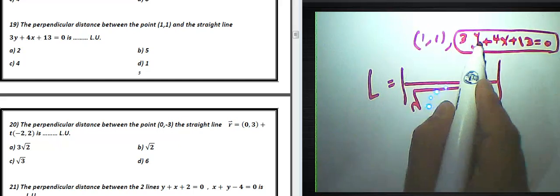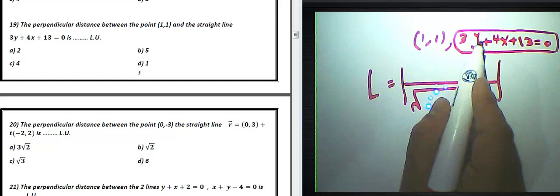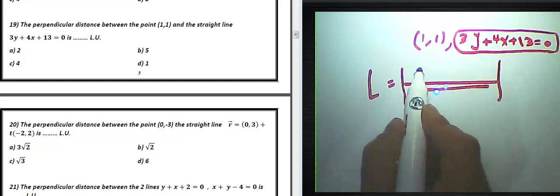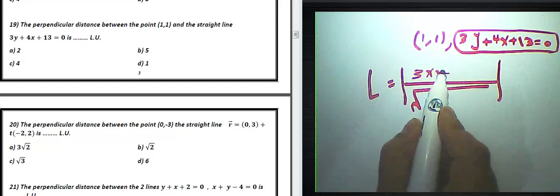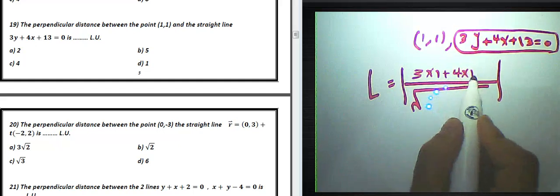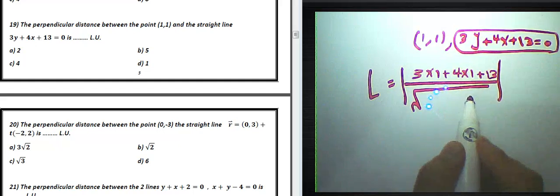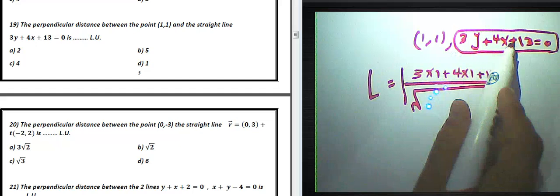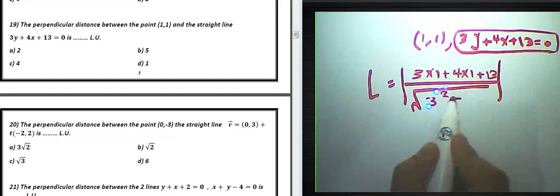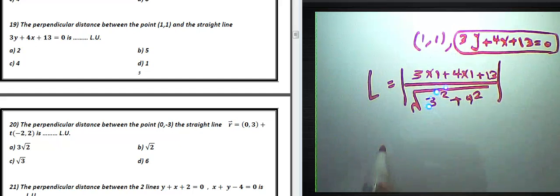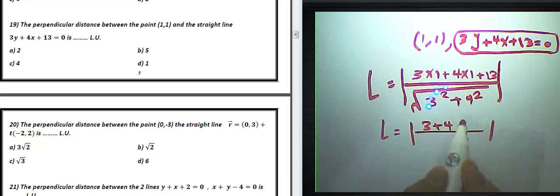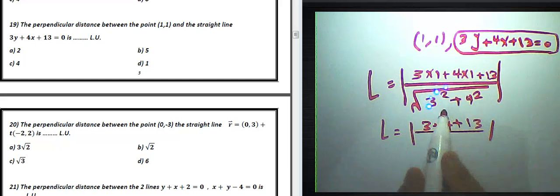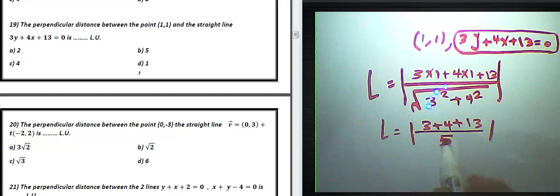Put 1 here in x and 1 in y and add them. 3 times 1 plus 4 multiply 1 plus 13, over the square root of the coefficient of x and y: 3 power 2 plus 4 power 2. Then L will be 3 plus 4 plus 13 over 9 plus 16, 25, square root of 25 equals 5.